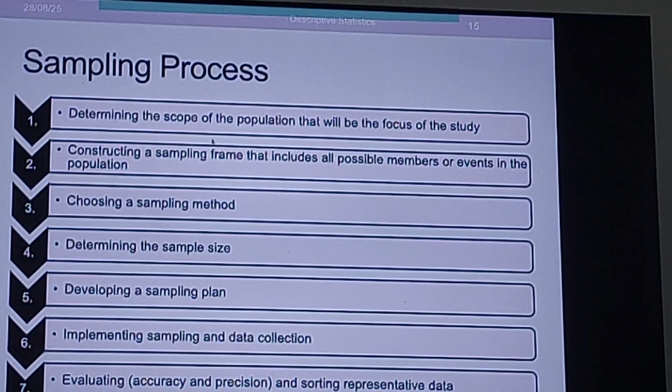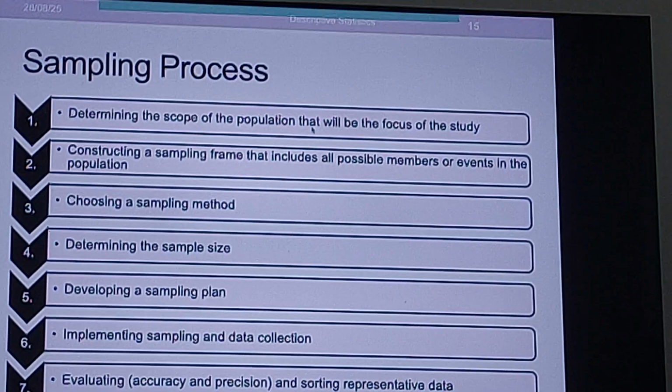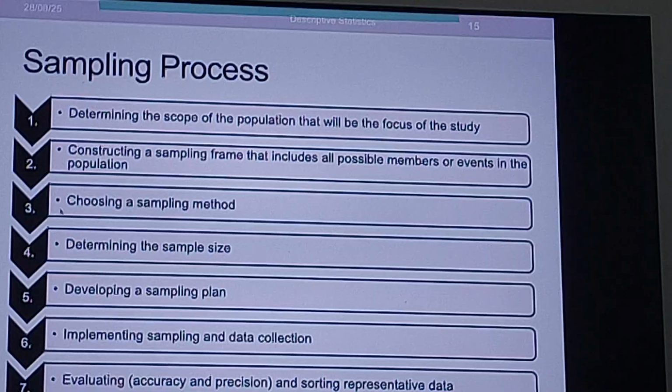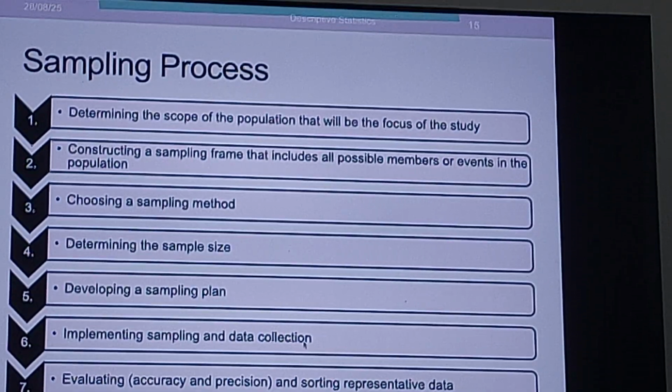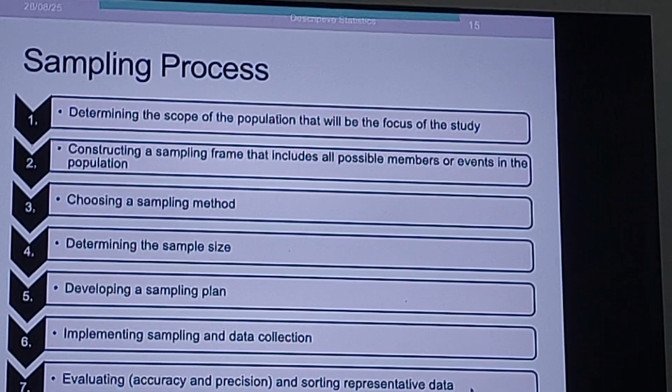Sampling process. The first step is determining the scope of the population that will be the focus of the study, and constructing a sampling frame that includes every possible member of the population, choosing a sampling method, and then determining the sample size, developing a sampling plan, and implementing sampling and data collection, till the last one, evaluating and storing the representative data.